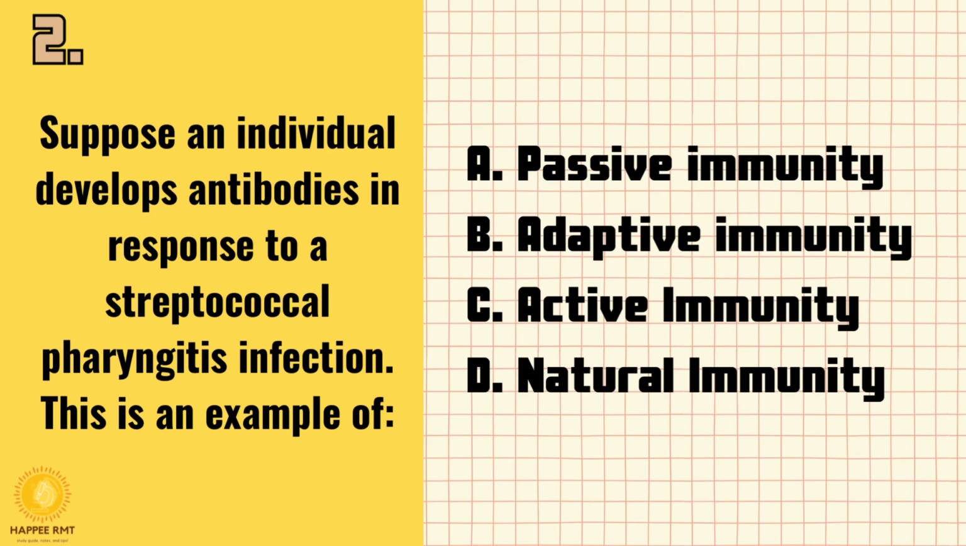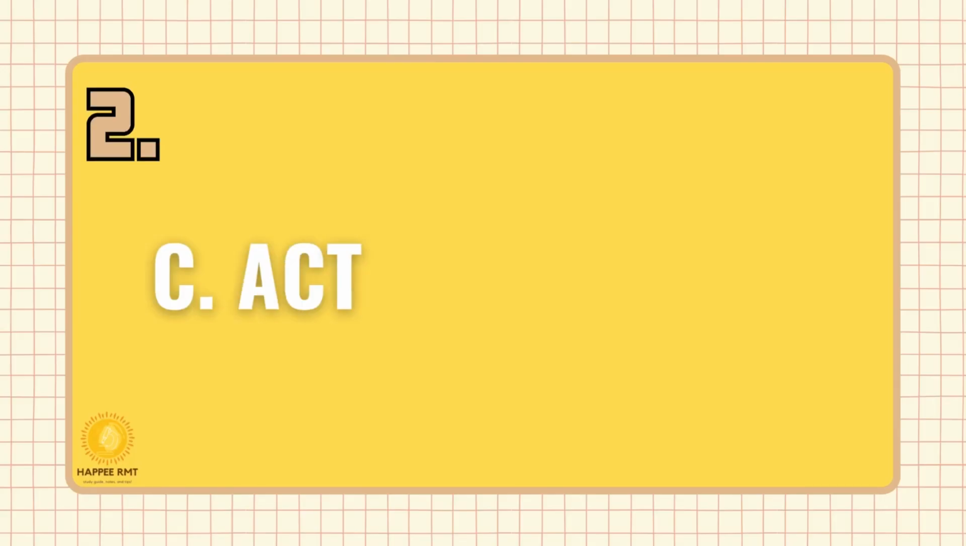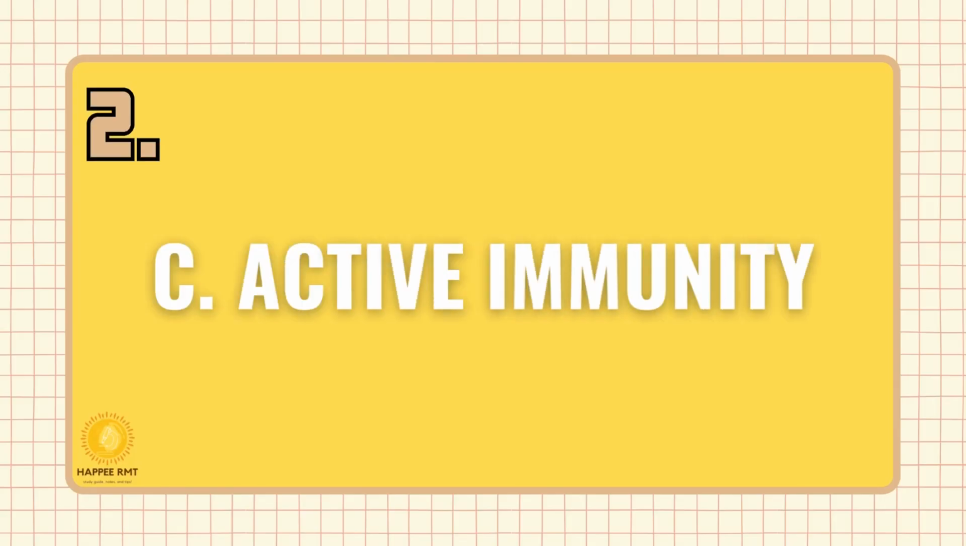Number 2. Suppose an individual develops antibodies in response to a streptococcal pharyngitis infection. This is an example of A. Passive immunity, B. Adaptive immunity, C. Active immunity, D. Natural immunity. Answer is C. Active immunity.